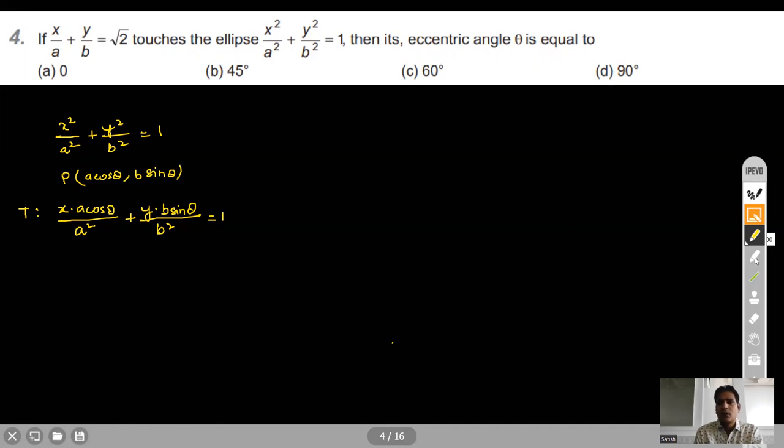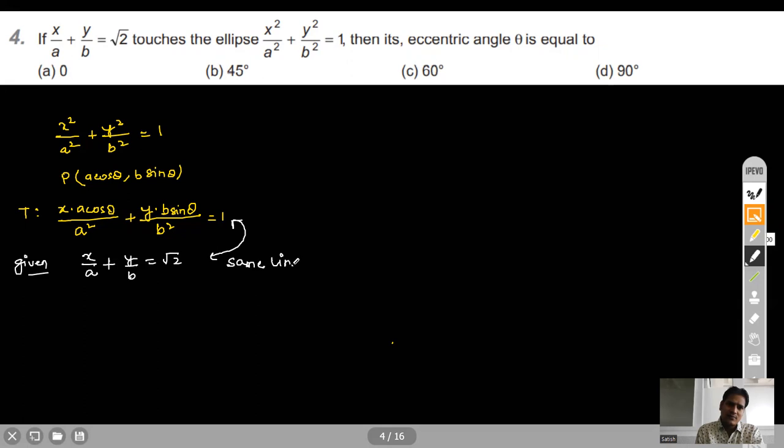Now, as per the given condition, what is given in the question, it is saying this x/a + y/b = √2 represents a tangent to the ellipse. So basically, these two are the same lines.